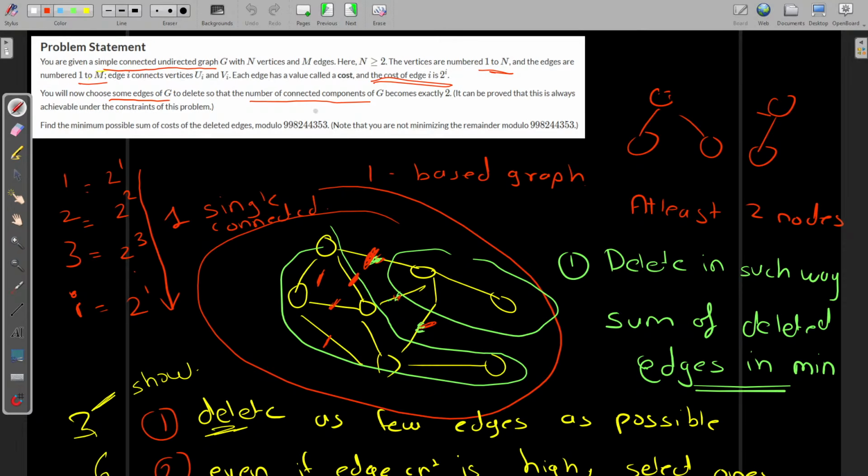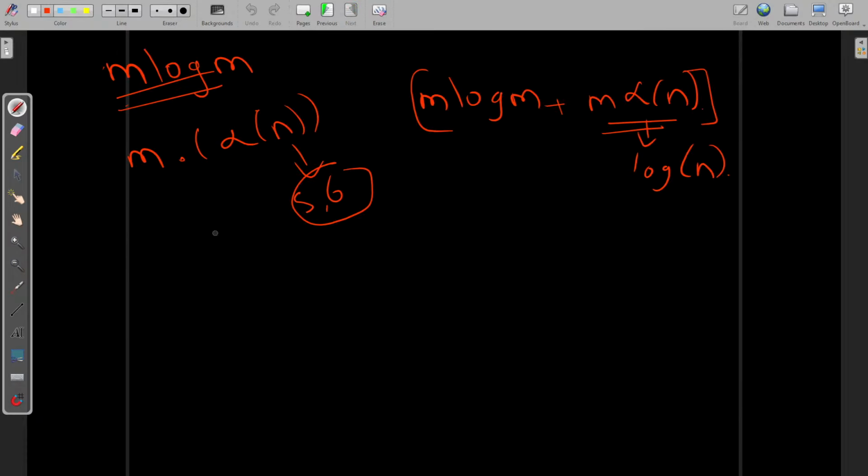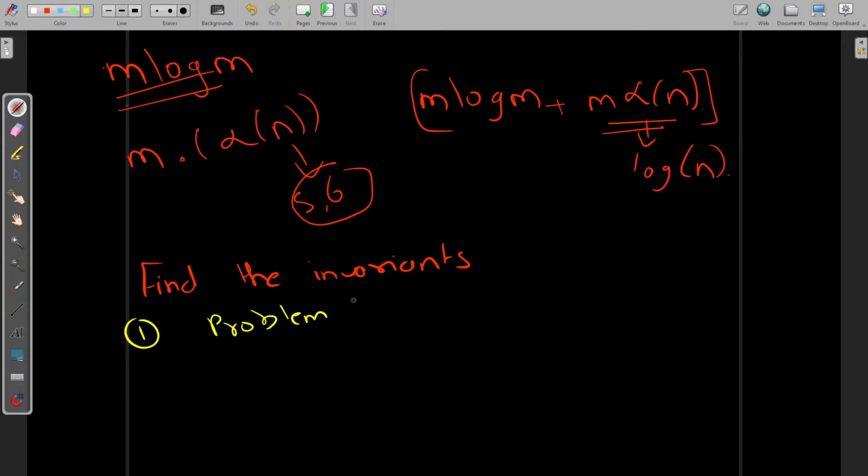Once you have noted down this stuff, you can find the invariants. What does invariant mean? Find the invariants in the problem. What is an invariant? Invariant means something in the problem stays the same. There are some things in the question which change, and some things which do not change. You have to focus on that particular part.